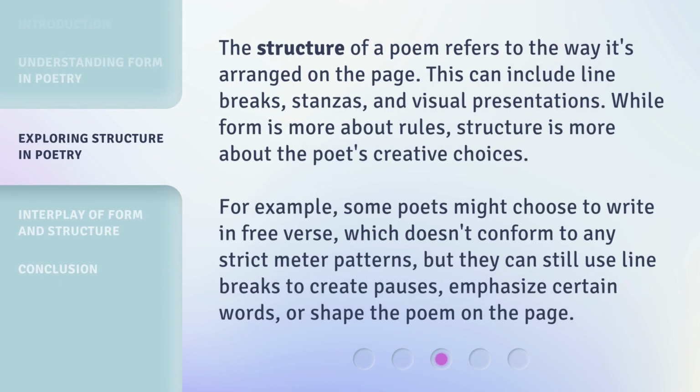The structure of a poem refers to the way it's arranged on the page. This can include line breaks, stanzas, and visual presentations. While form is more about rules, structure is more about the poet's creative choices. For example, some poets might choose to write in free verse, which doesn't conform to any strict meter patterns, but they can still use line breaks to create pauses, emphasize certain words, or shape the poem on the page.